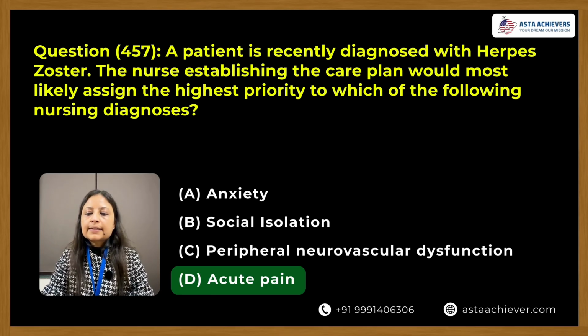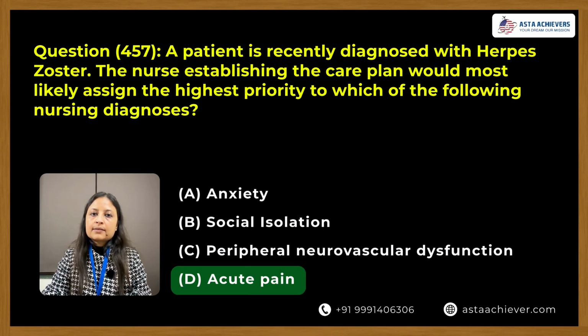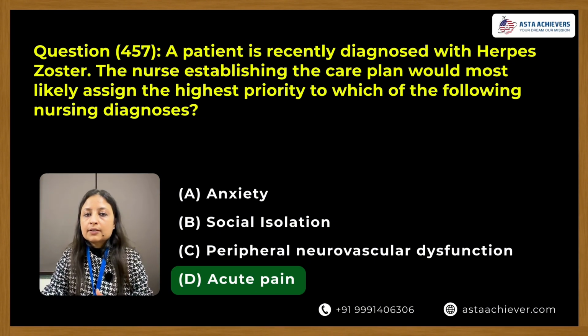Question number 457. A patient is recently diagnosed with herpes zoster. The nurse establishing the care plan would most likely assign the highest priority to which of the following nursing diagnoses? Option A, anxiety. Option B, social isolation. Option C, peripheral neurovascular dysfunction. And option D, acute pain. So option D, acute pain, is the correct answer because herpes zoster usually causes severe nerve pain.